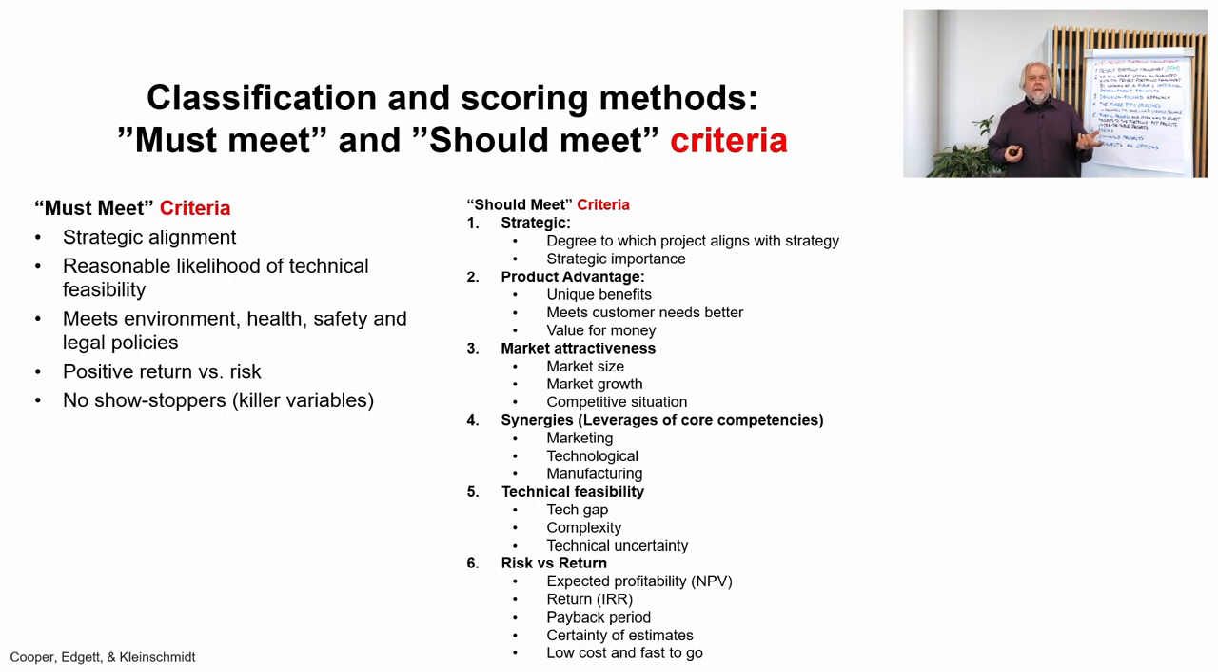Many times we categorize these criteria into must-meet and should-meet criteria. The must-meet criteria are criteria that must definitely be fulfilled. For example, there are legal reasons, we must do things according to the law, or there are health, safety and environment zero-tolerance things that we must do anyway, whatever that project costs. So we must follow the law, we must secure everyone's health, we cannot put anyone at risk in terms of health and safety, and those projects just must be done.